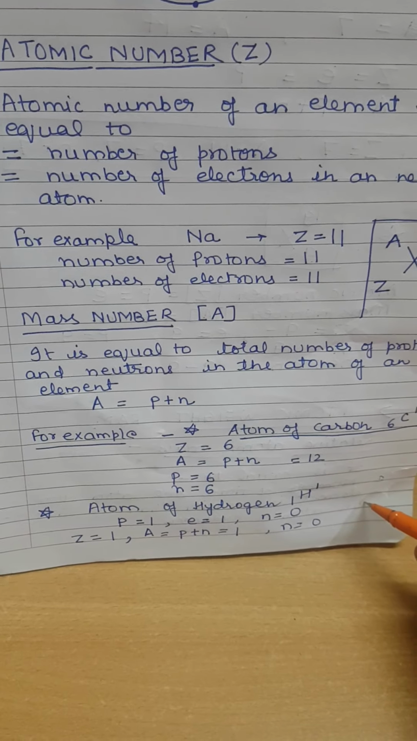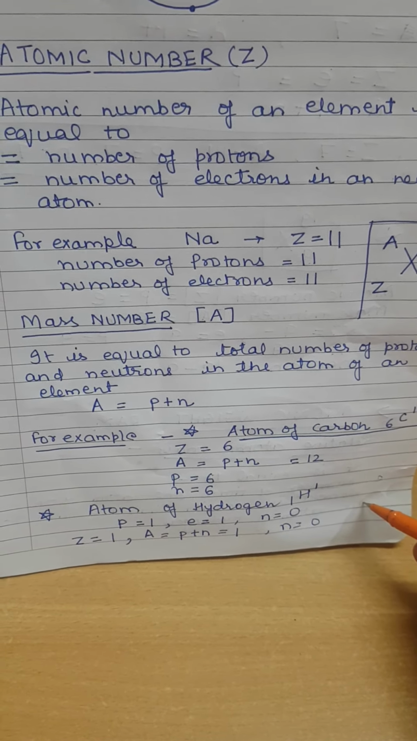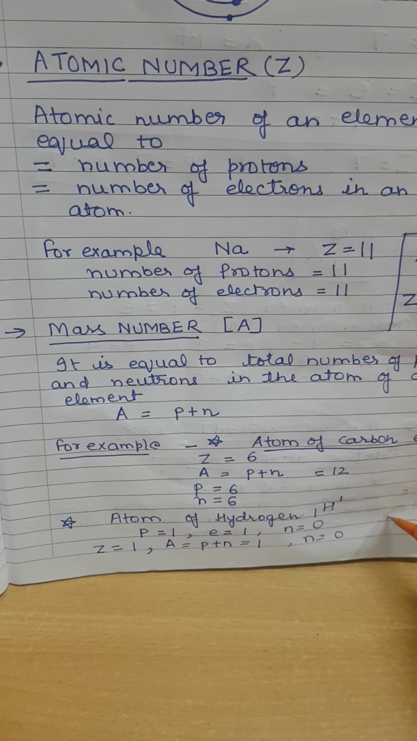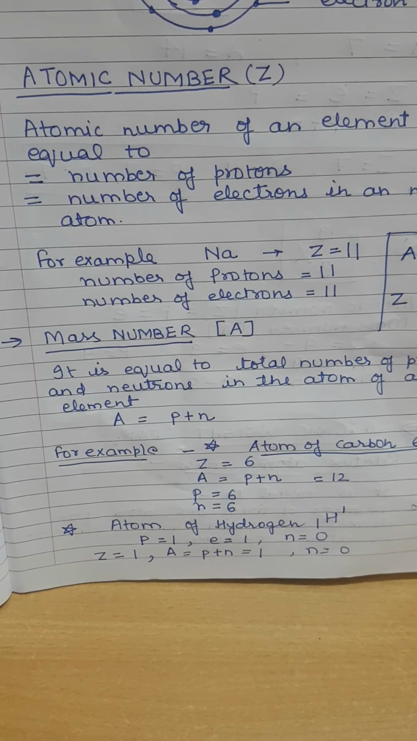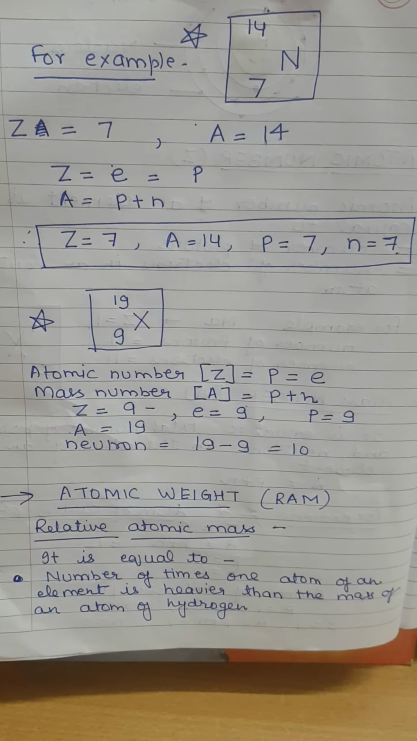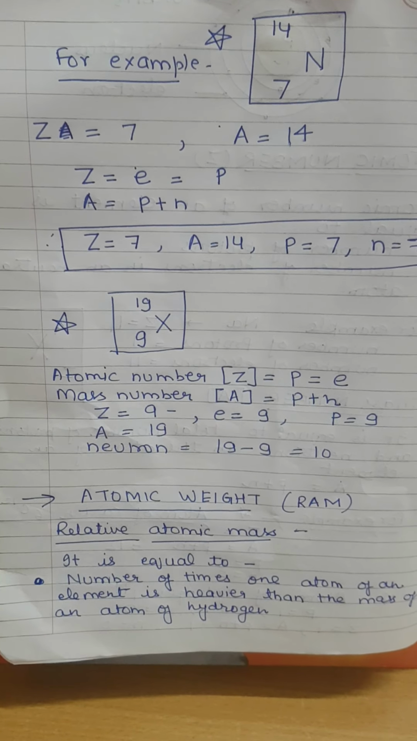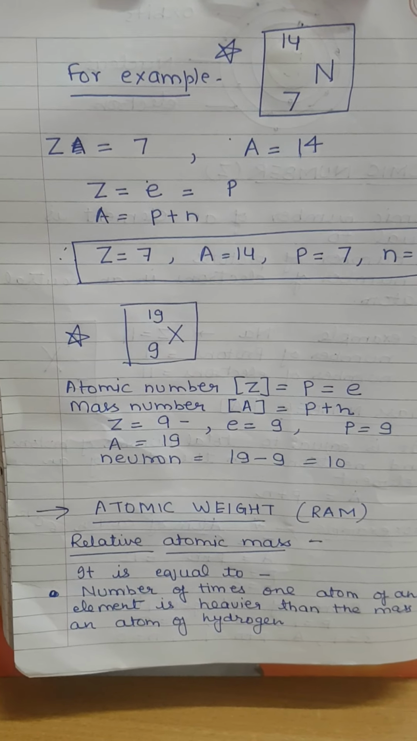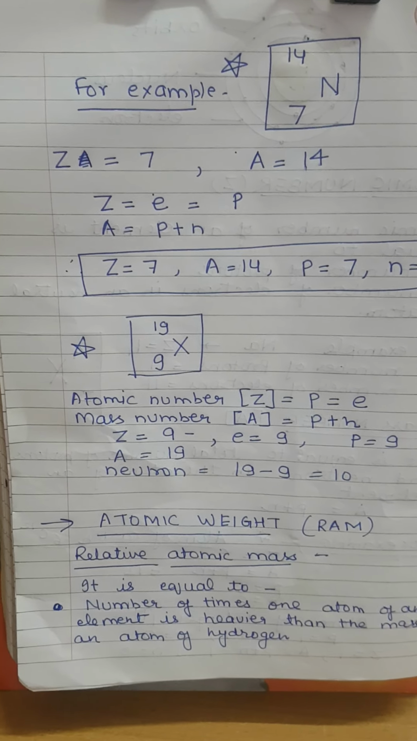P indicates number of protons, E indicates number of electrons, N indicates number of neutrons, Z indicates atomic number, A indicates mass number. One more example, nitrogen is an element and Z is equal to 7, that is the atomic number, and A is equal to 14, that is the mass number.